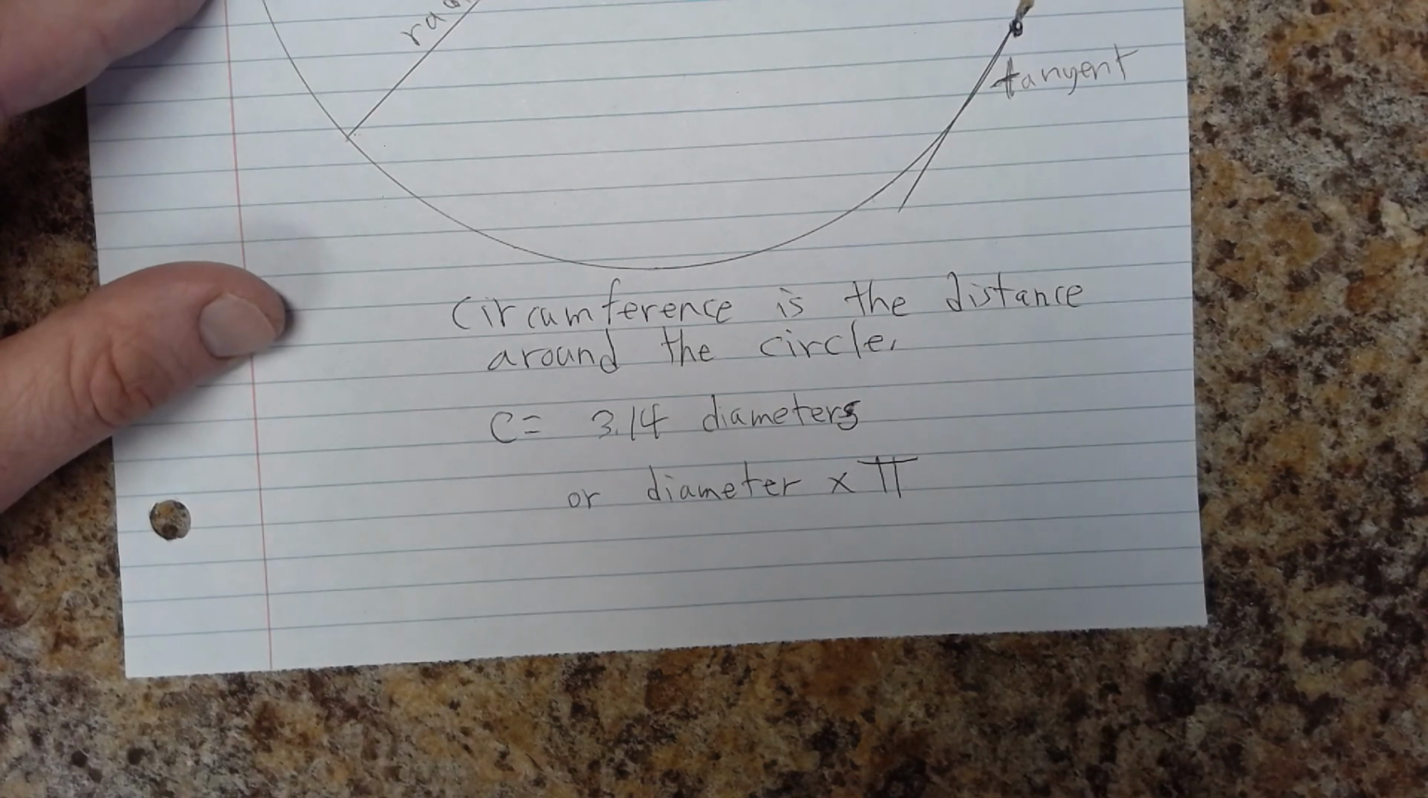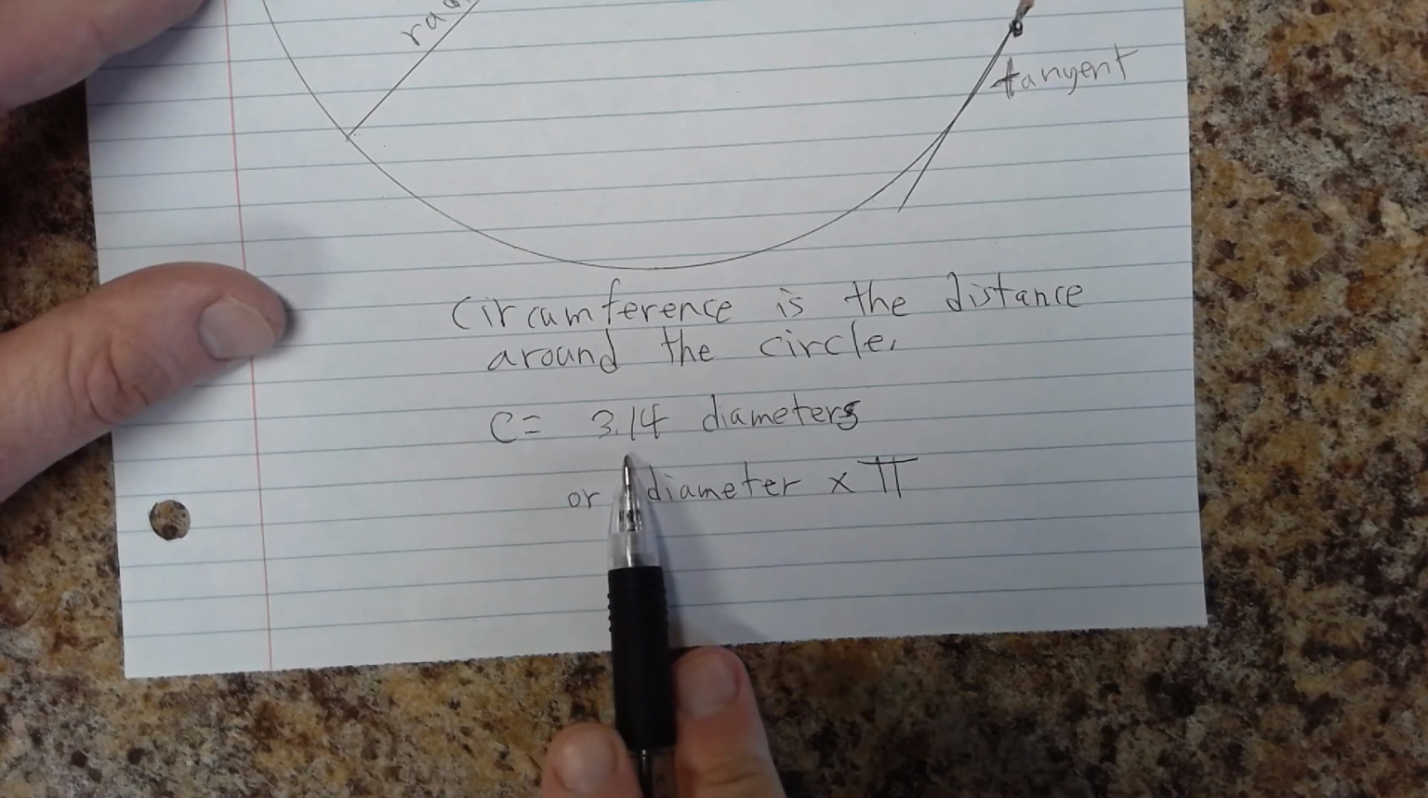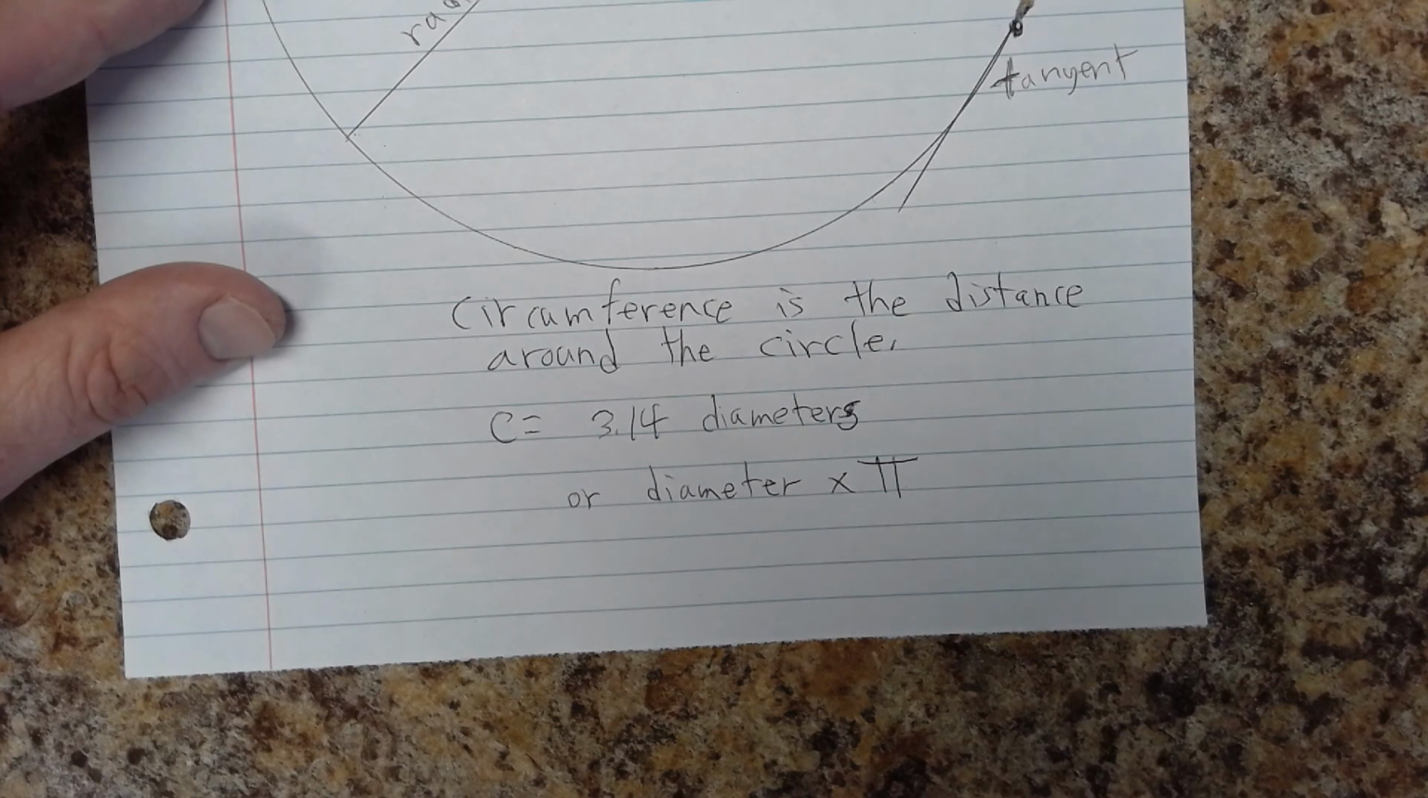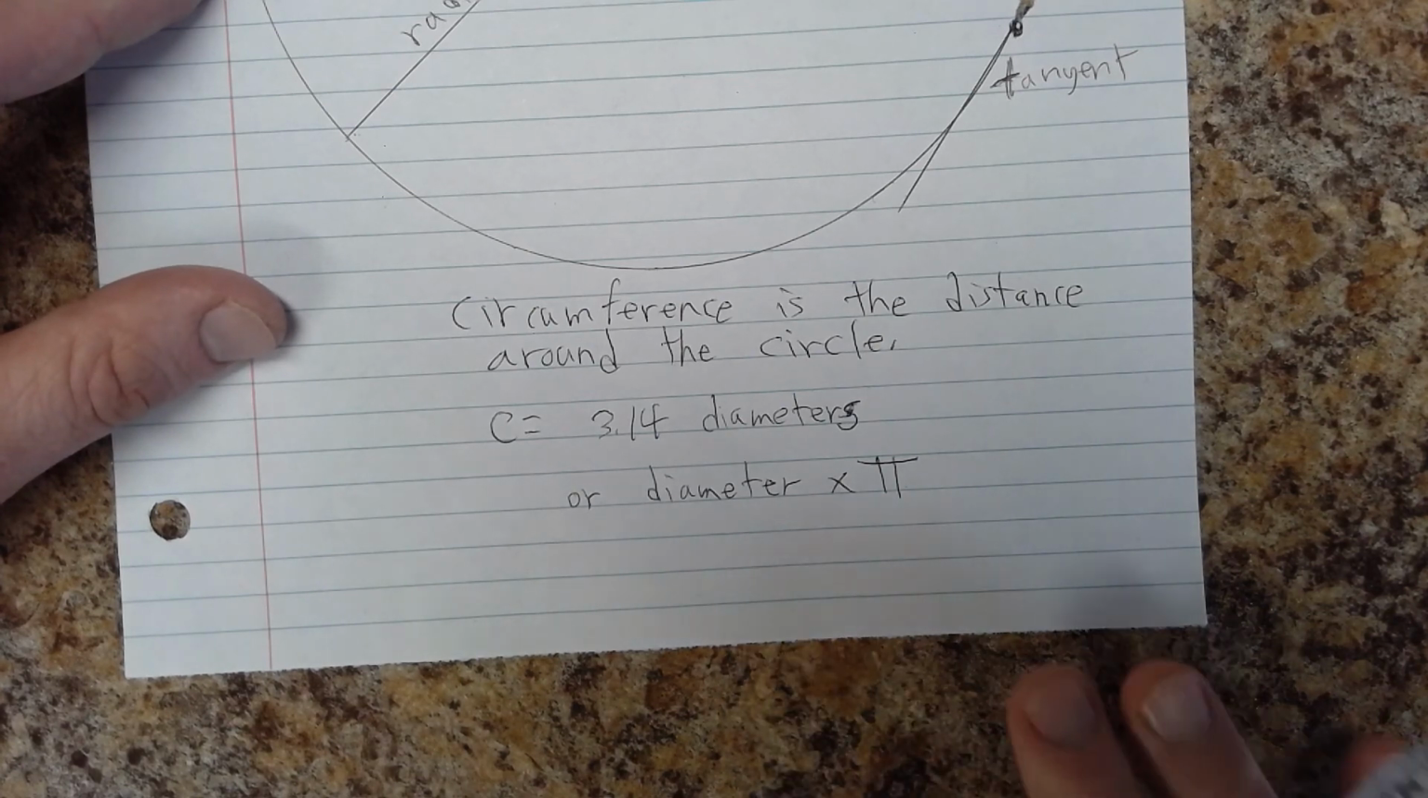There is a little bit more than 3 diameters running around the circumference of any circle. Like 3.14 to some long decimal. Diameter multiplied by pi is the circumference of a circle.